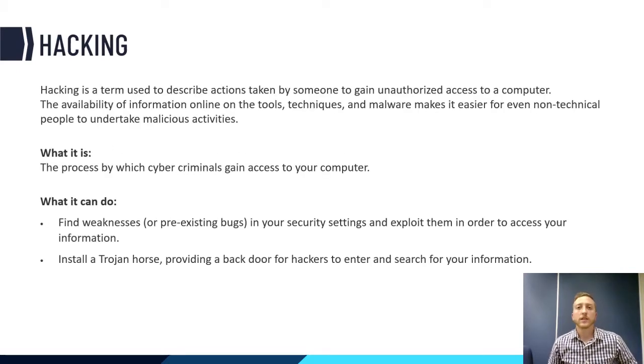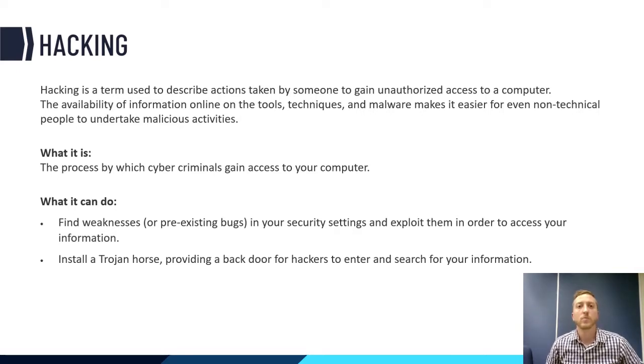In a nutshell, hacking is described as someone who would gain unauthorized access to a computer. Unfortunately, though, it's not as easy as just denying access to someone. Cyber criminals have their ways of getting into machines. There are a few methods that they can use, but first and foremost, there are tools and techniques readily available online where they have the ability to find out methods. So it finds weaknesses or pre-existing bugs in your security settings and exploits them in order to access your information. They install a Trojan horse, providing a backdoor for hackers to enter and search for your information.